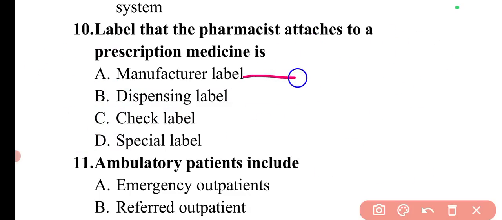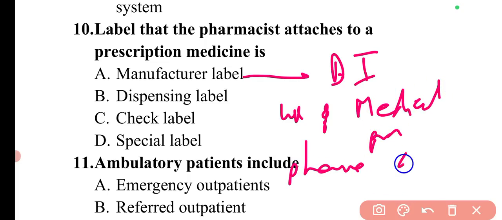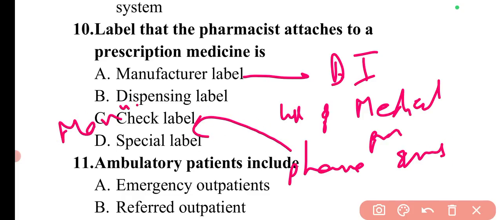Then there is another label, that is the manufacturer's label. The manufacturer's label is a label which contains drug information for the use of the medical practitioner, pharmacist or nurses, which is supplied by the manufacturer for the distribution of the drug.